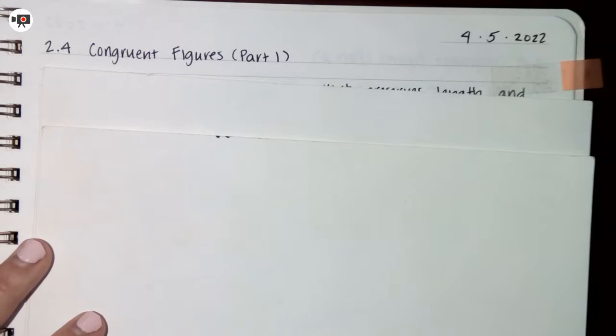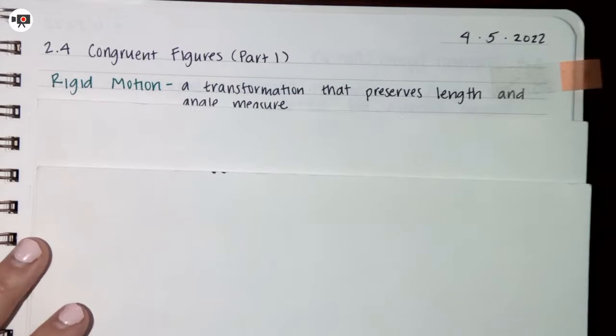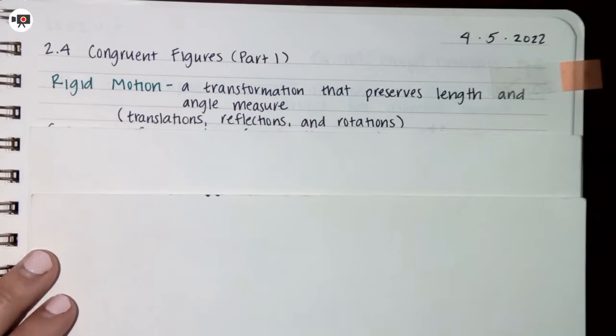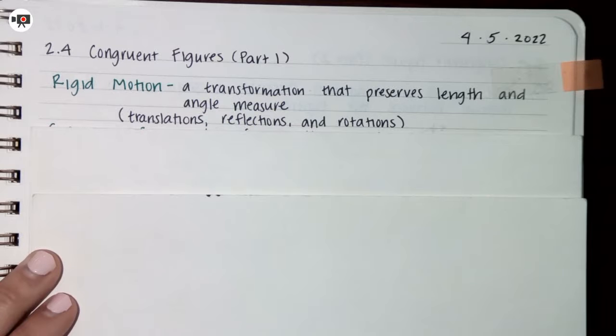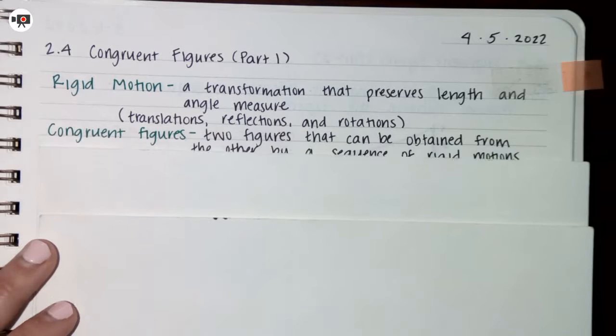This is 2.4, Congruent Figures, Parts 1 and 2. A rigid motion is a transformation that preserves length and angle measure. So these are translations, reflections, and rotations, all of the transformations that we have seen so far.